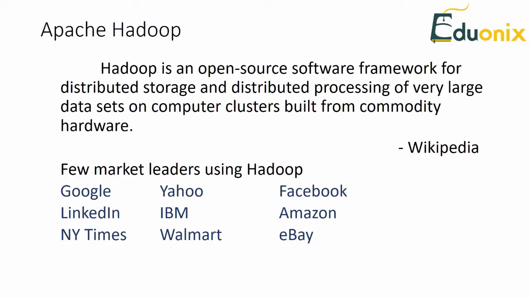As per the wiki definition, Hadoop is an open source software framework for the distributed storage and distributed processing of very large datasets on computer clusters built from commodity hardware. The genesis of Hadoop came from Google's File System paper that was published in October 2003. In 2006, development was started on the Apache Nutch project but was moved to the new Hadoop.